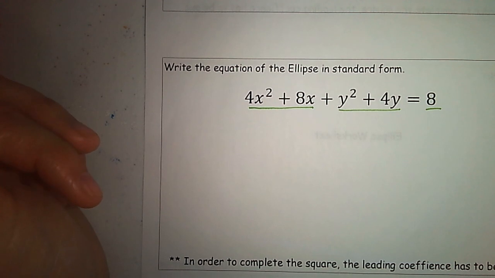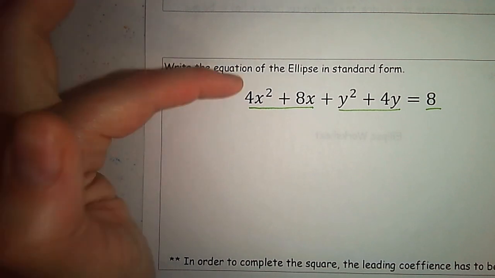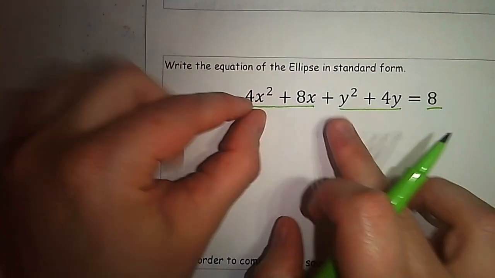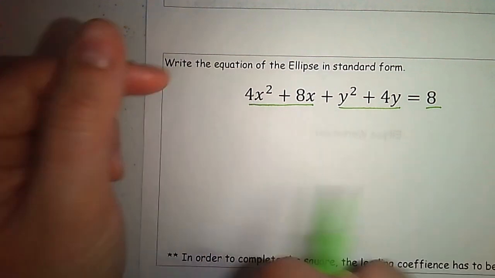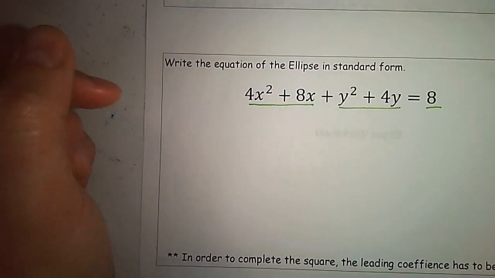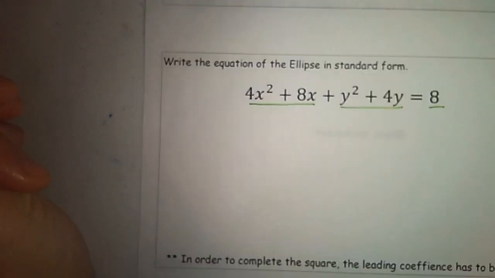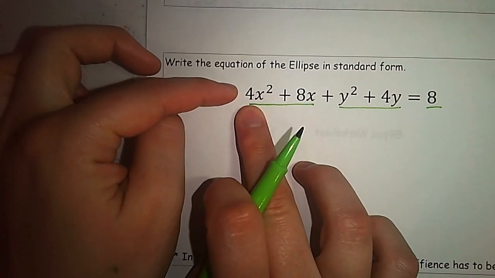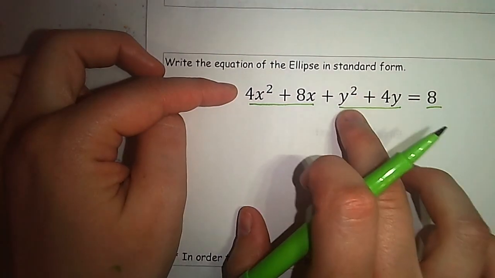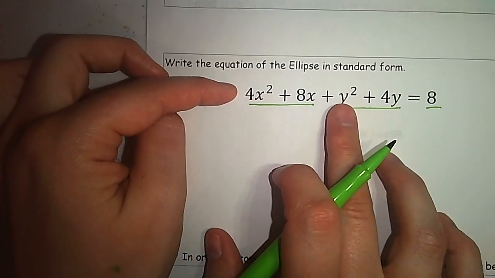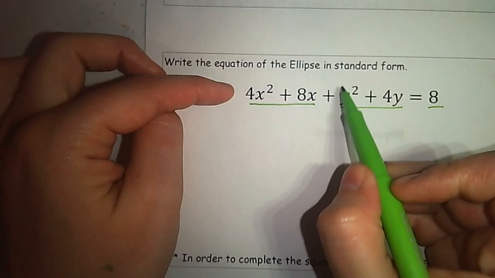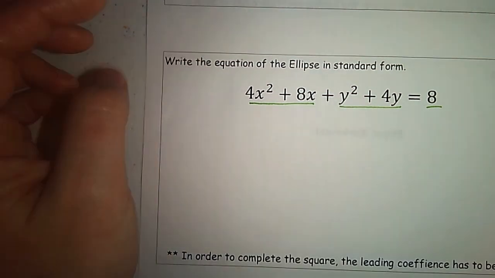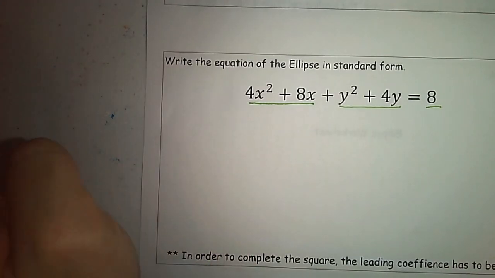Now, if you remember yesterday when we were doing this with circles, if we had something other than 1 as a leading coefficient, it was for both the x squared and the y squared, and we could easily divide the whole thing by that number. Today, that's not the case. Notice in front of the x squared, I have a 4. In front of the y squared, I have a 1. So if I were to do that same thing we did yesterday and divide everything by 4, I'd end up with a leading coefficient of 1/4 in front of the y squared, and that's not going to help me.